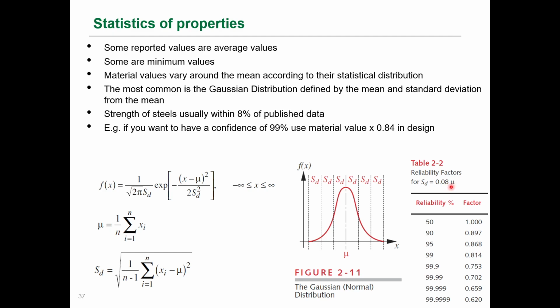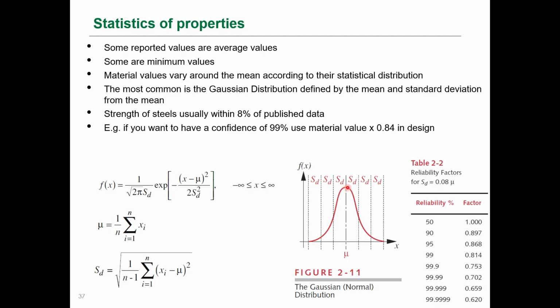If you don't have this data, then you can still maybe assume a standard deviation from the mean. In this case, for steels, the strength of steels is usually within 8%. What that means is a standard deviation of 8% within the published data. So if we use that 0.8 for the standard deviation, then we can get a reliability factor that's based upon these standard deviation distances from the mean.